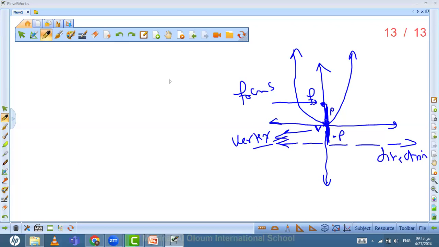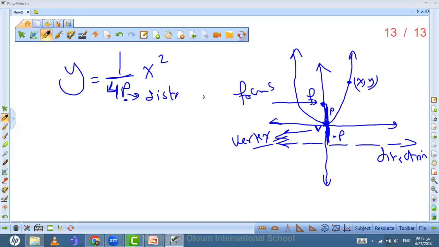What is the equation of the parabola? To relate this x, y. If I give you x, you can get y. What is the rule? Y equals 1 over 4p x squared. What is p, guys? P is the distance from the vertex to the focus. This one is called P.